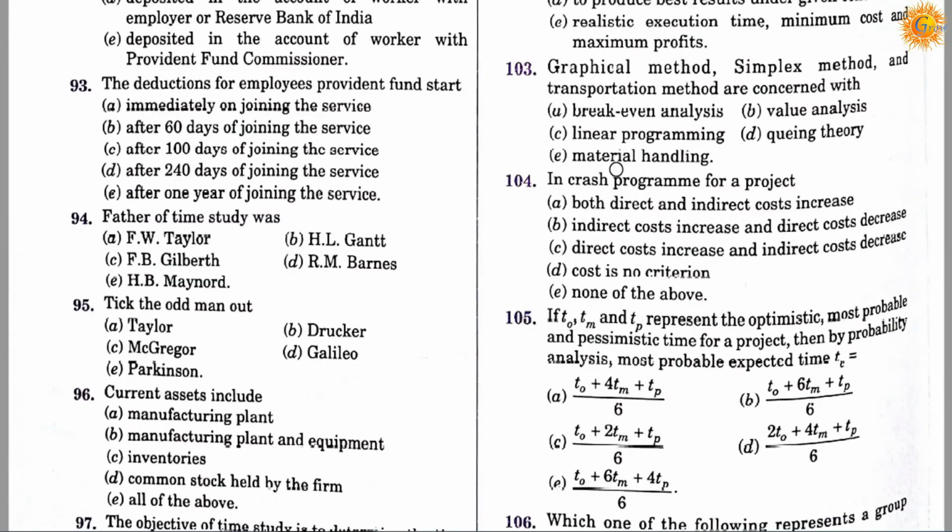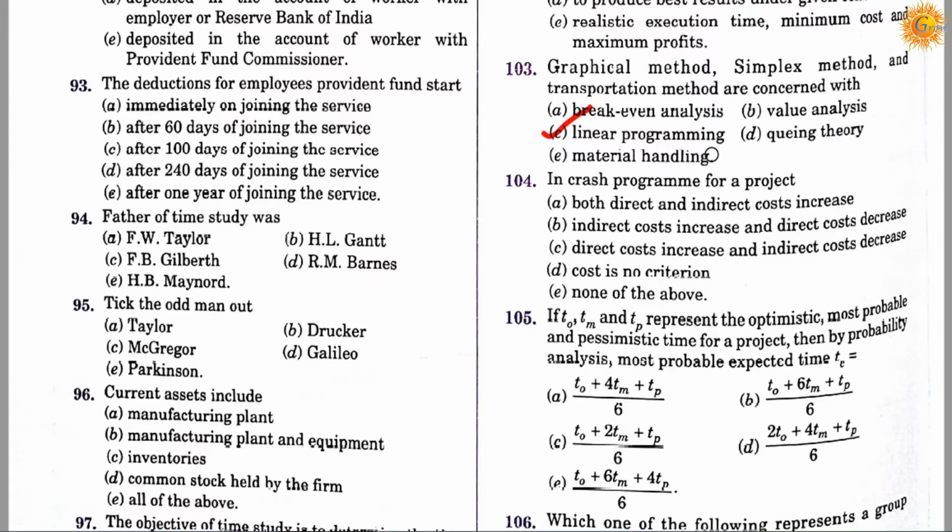Question number 103. Graphical method, simplex method, and transportation method are concerned with option A, break-even analysis. Option B is a value analysis. Option C is a linear programming. Option D is a queuing theory, and option E is a material handling. So correct answer is C. It means graphical method, simplex method, and transportation methods are concerned with linear programming.